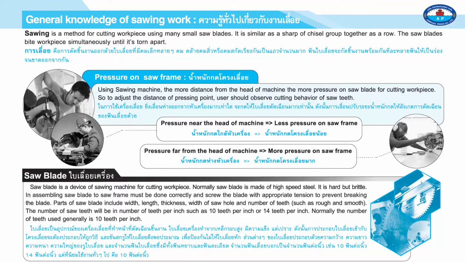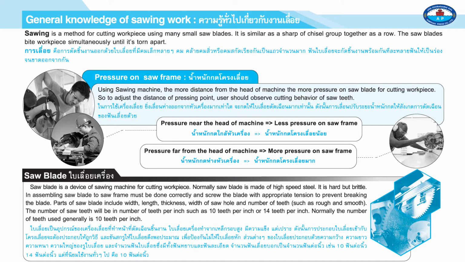Saw blade. A saw blade is a device of the sawing machine for cutting workpiece. Normally, a saw blade is made of high-speed steel. It is hard but brittle. Assembling the saw blade to the saw frame must be done correctly, and the blade must be screwed with appropriate tension to prevent breaking the blade. Parts of a saw blade include width, length, thickness, width of saw hole, and number of teeth, such as rough and smooth.